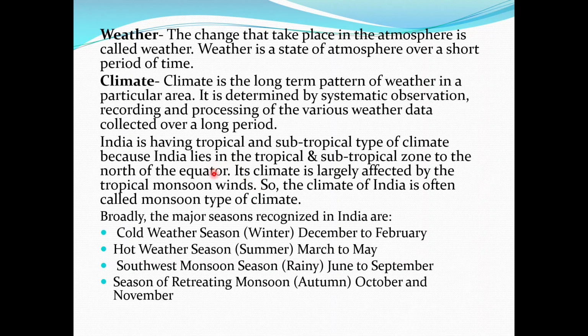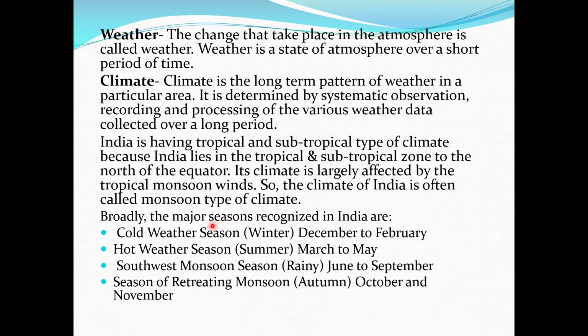As India comes in the temperate zone of the northern hemisphere, we have a tropical and subtropical type of climate. It means we have a climate that is not extremely cold, but we have both very cold and very hot seasons. And we also have the monsoon winds. Our climate is also affected by the monsoon winds. So India has a tropical and subtropical type of climate with monsoon winds, and the climate of India is called the monsoon type of climate.